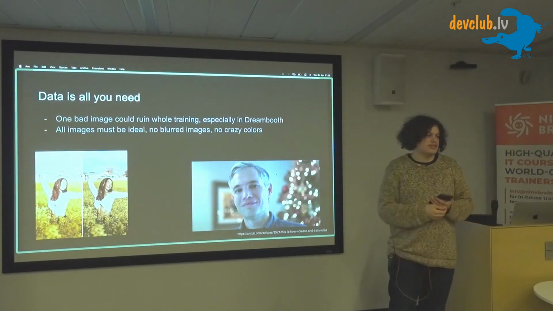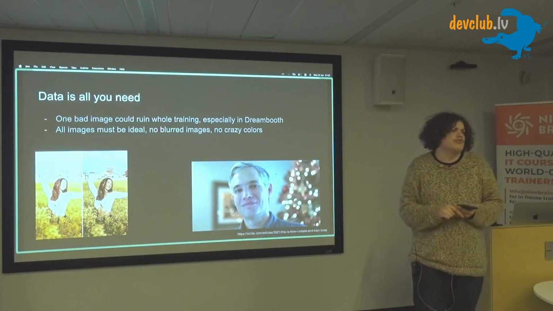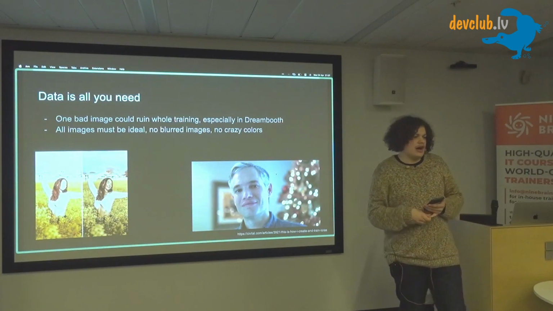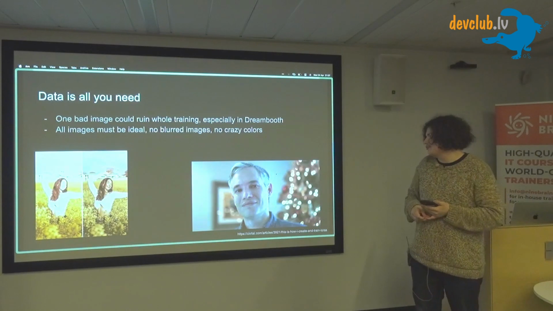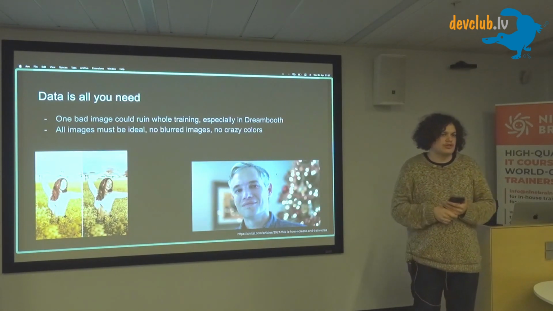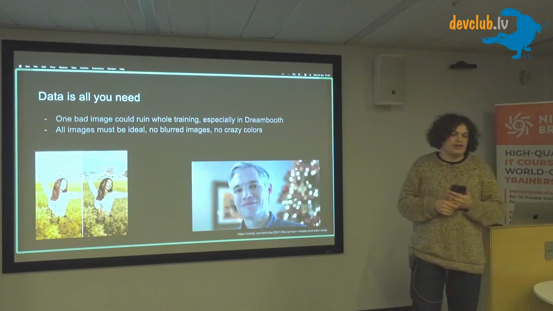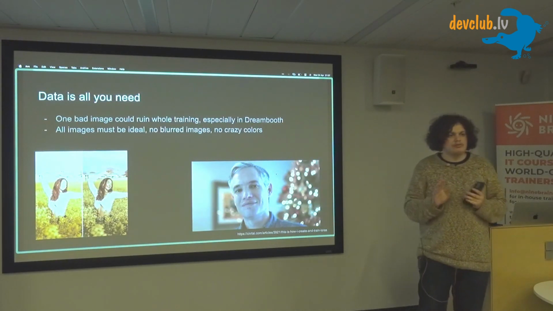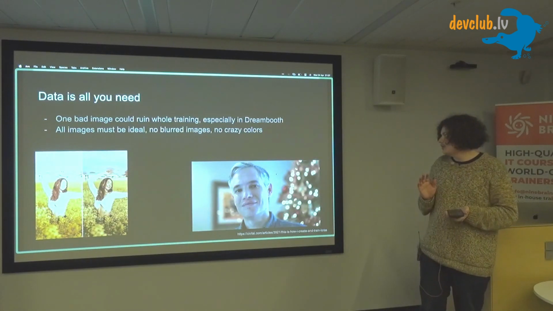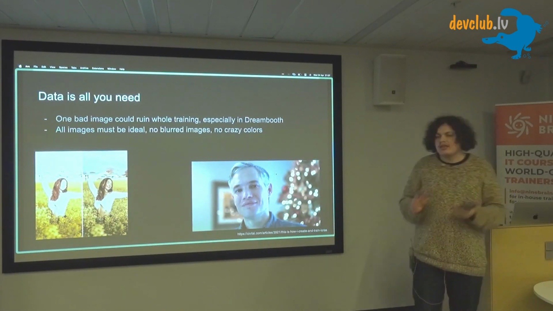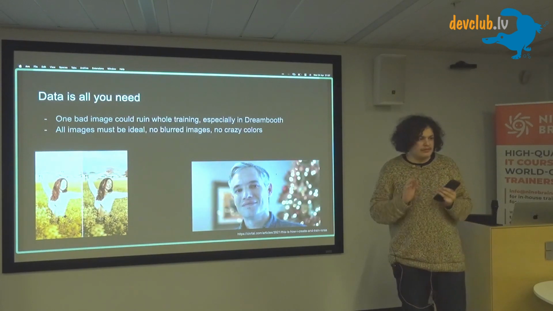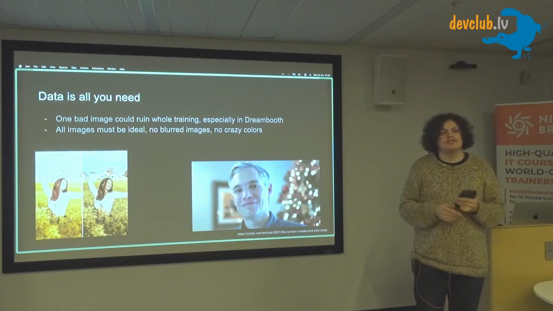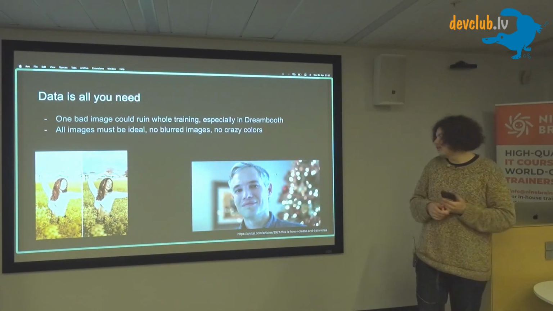The second takeaway is data is all you need. To train Dreambooth, you can train it nicely with 25 images. But if you add one or a few images which are not ideal, for example, a little bit blurry or a little bit overexposed, you could ruin your training. Even with one or two such images, the final image that will be created will be much ruined.